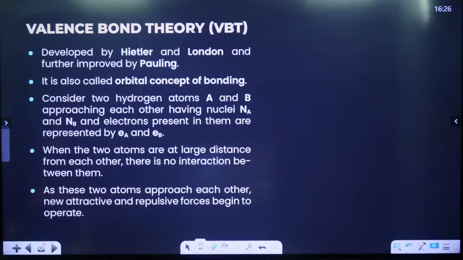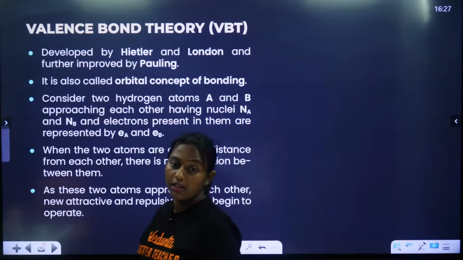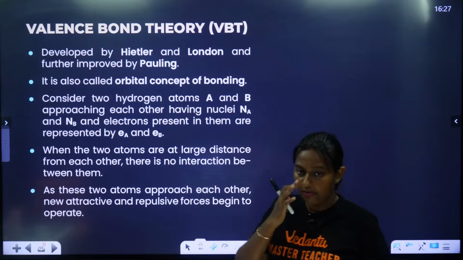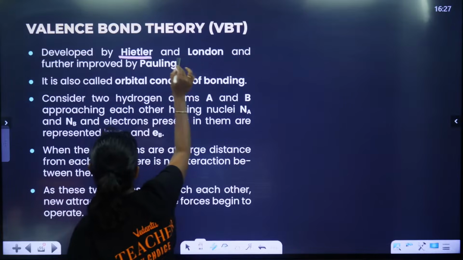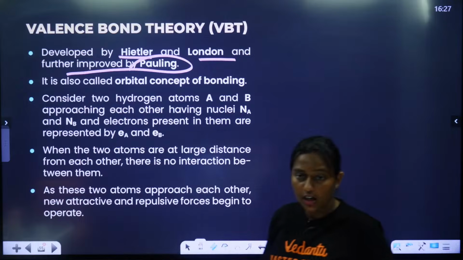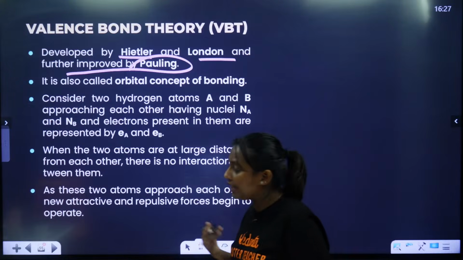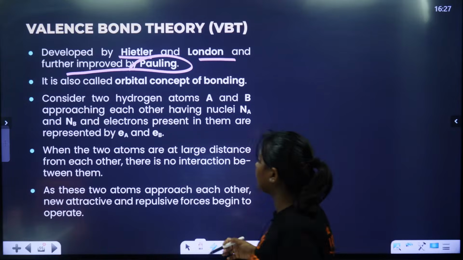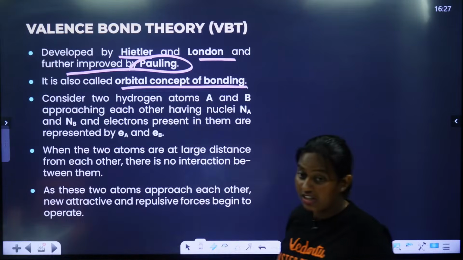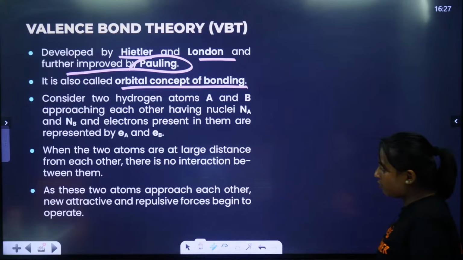So, valence bond theory, developed by Heitler and London and further improved by Pauling. Okay, Pauling, you know Pauling scale and all. So the same Pauling improved this valence bond theory. It is also called the orbital concept of bonding. This is very important.